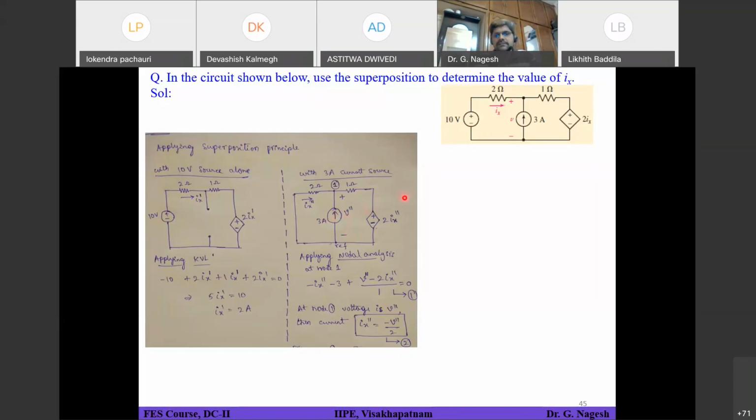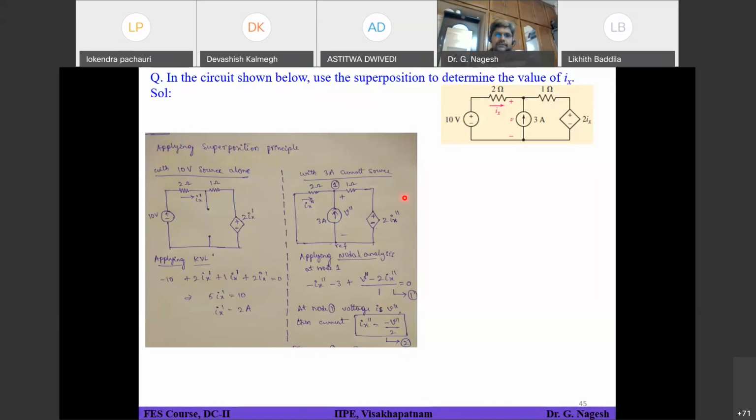You can give any variable, that is your choice. You can call it V1, V2, whatever it may be. The only thing is, you should understand that this is not the complete voltage. This is the voltage I am getting only when I am considering the 3 amperes current source alone. If you understand that, whatever variable you use is your choice.